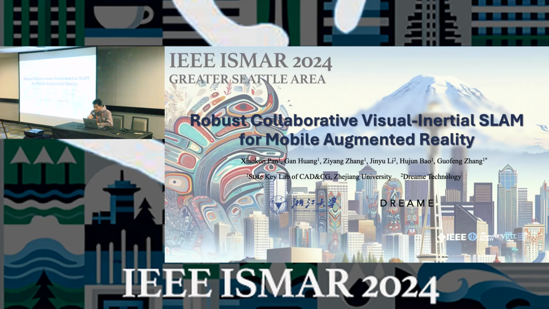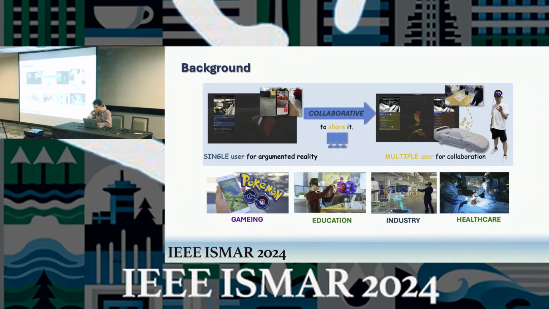Okay, everyone. I will present our journal work, Robust Collaborative Visual-Inertial SLAM for Mobile Augmented Reality. As AR applications become more popular, they are playing an increasingly important role. It relies heavily on spatial computing, where accurate localization is vital. Modern solutions, such as SLAM, are capable of real-time tracking on devices like smartphones and headsets through multi-sensor fusion.